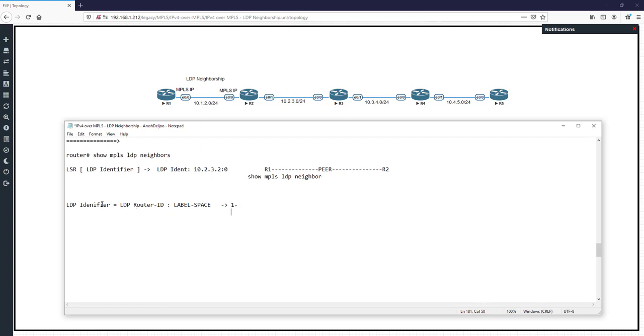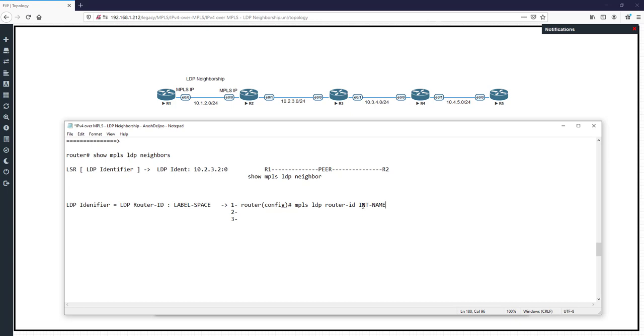Configure, how we can configure the router ID, how the router ID is selected, with one of these methods. First, maybe the administrator configures the router ID with MPLS LDP router ID, and after that the interface name. Maybe an administrator wants to configure the MPLS LDP router ID itself.